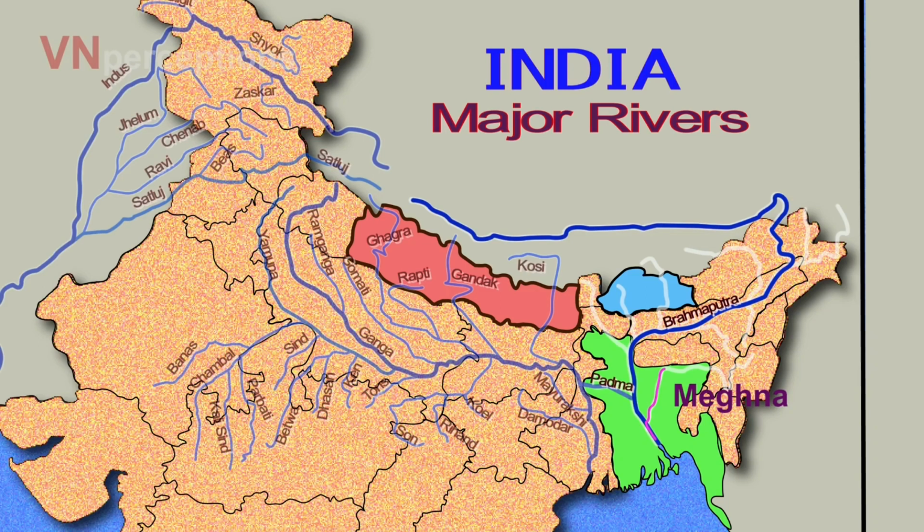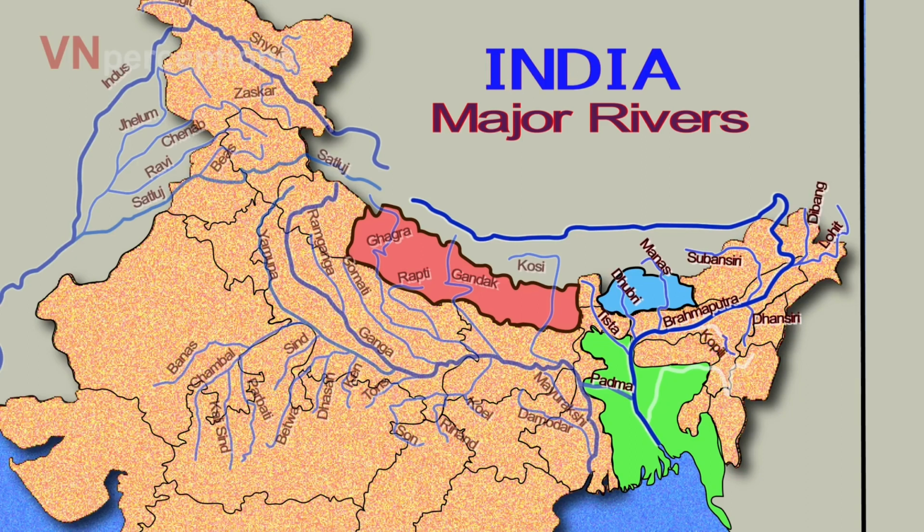Now the main tributaries of Brahmaputra are River Teesta, Dubri, Manas, Subansiri, Lohit, Dibang, Dhansiri, Kopili and Meghna. River Meghna in the initial stage is known as Barak. River Surma. When it turns south, it is known as Meghna.